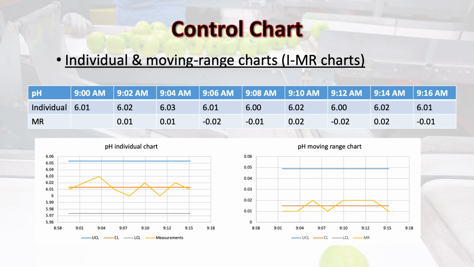For these given examples, both the left individual chart and the right moving range chart show that the process is under control. If we focus on the left individual chart, the blue line is the upper control limit. The gray line is the lower control limit. The red line is the central line. The orange line represents the move of the individual measurement. All of the measurements are between UCL and LCL, indicating that the process is under control.